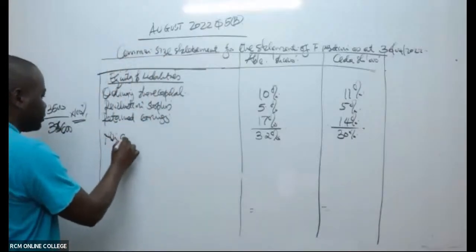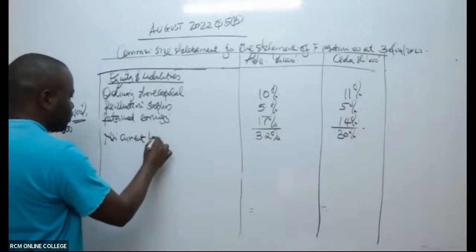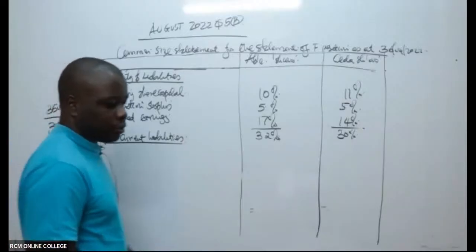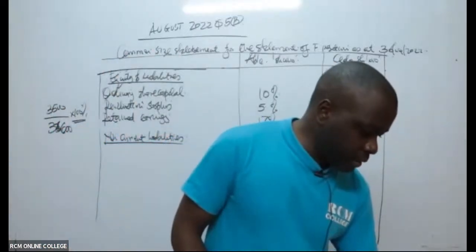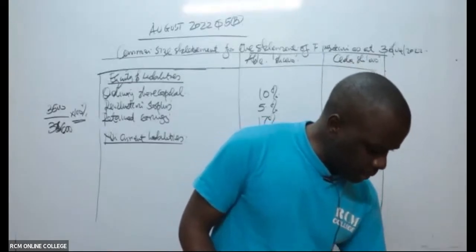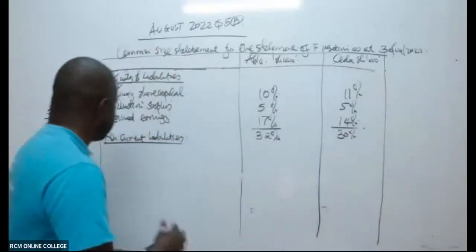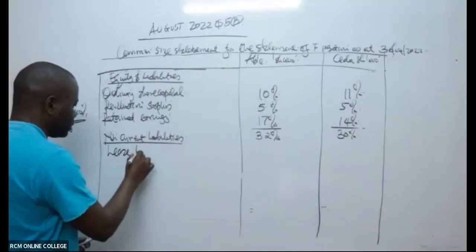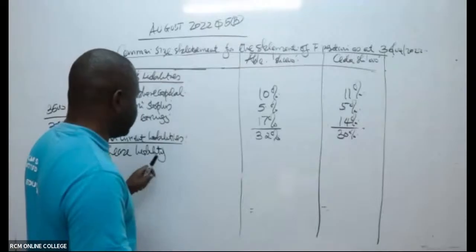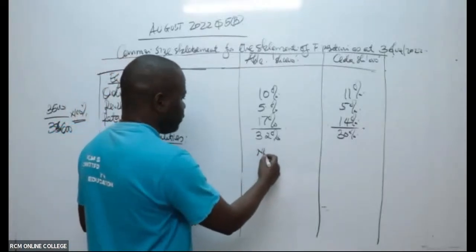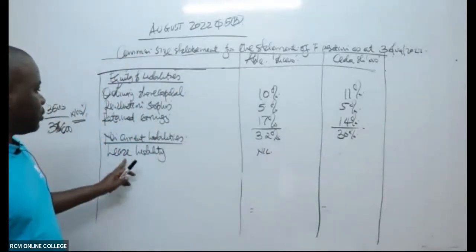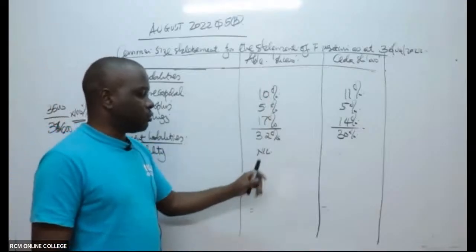So for non-current liabilities, the first item we have is lease liability. They had a long-term lease, probably. So this one is nil because there's no figure there. What about here? So this one is nil because there's no figure. Under Able, there's no figure there.